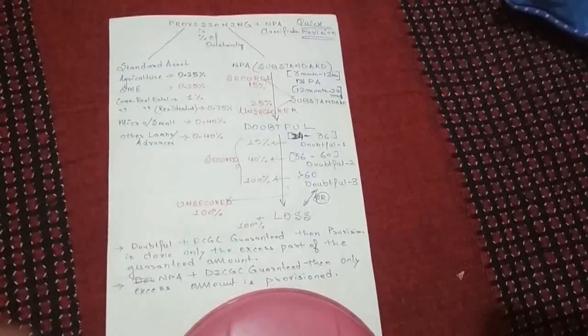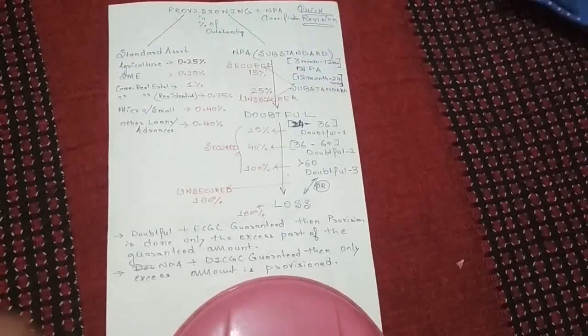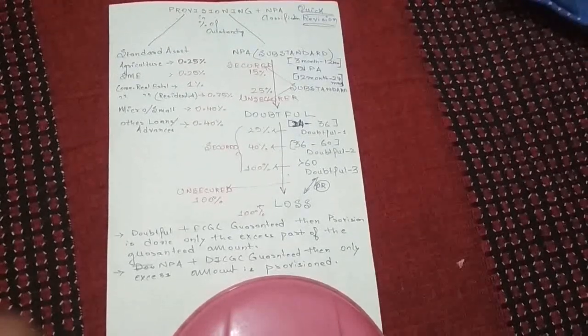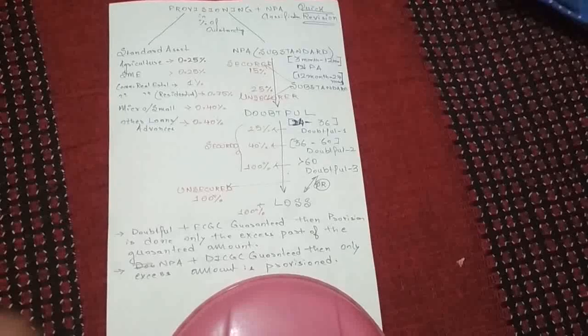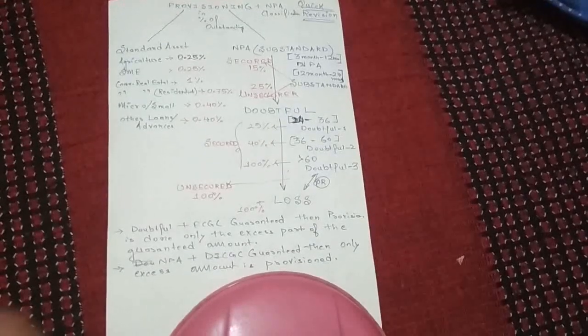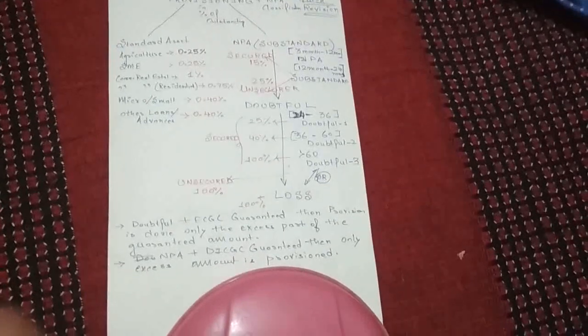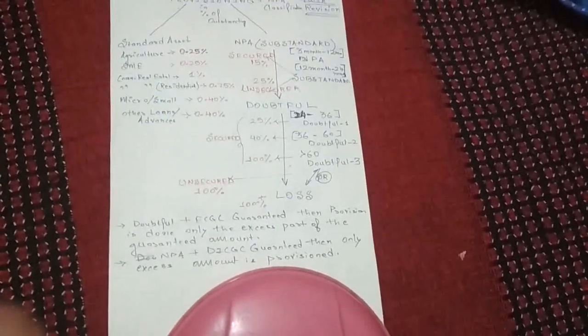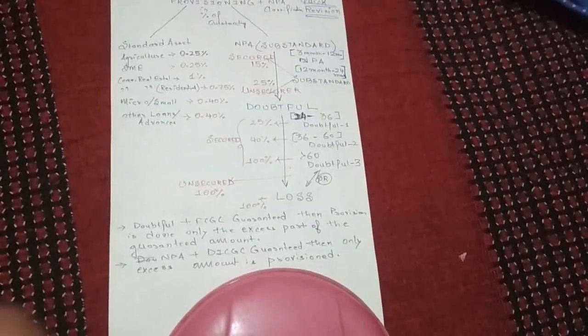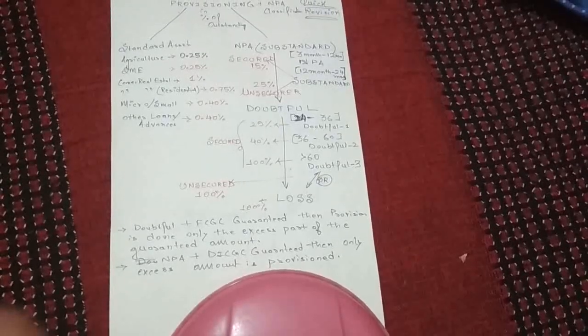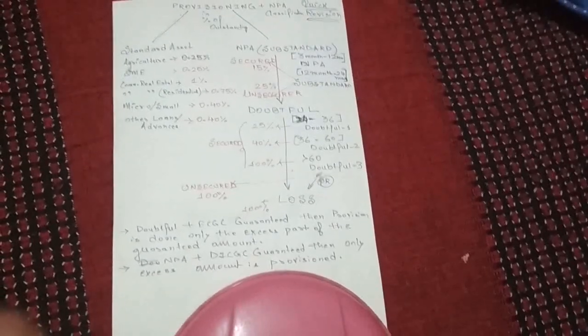And in the doubtful category, for another 1 year, after 1 year it becomes doubtful 2, and it will remain for 2 years. The name doubtful 2 will keep itself for 2 years, that is up to 60 months. Now if greater than 60 months it becomes doubtful 3, or you can say the asset is a loss asset.